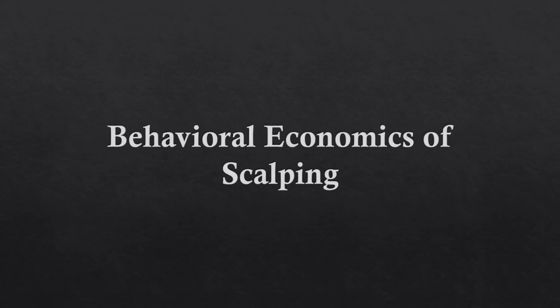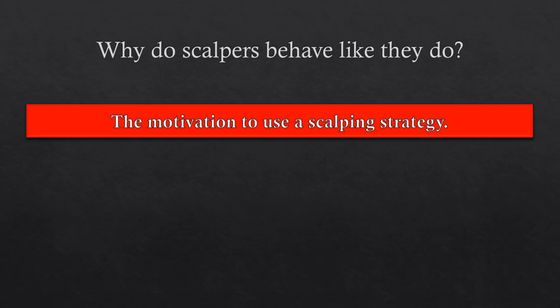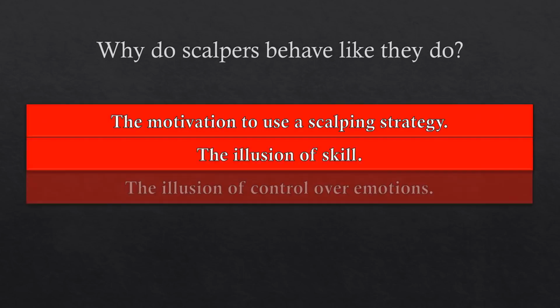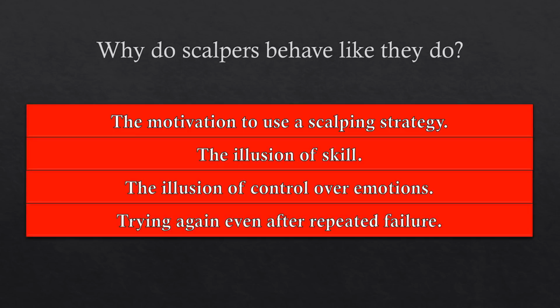When we talk about scalping, there is a series of different emotions and biases that take place. The study of behavioral economics is quite extensive, so in this beginner's course, we'll only take a brief look at the most relevant ideas. We'll talk about some cognitive biases that shape certain kinds of behaviors in scalping, like the motivation to use a scalping strategy, the illusion of skill, the illusion of control over emotions, and why scalpers keep trying the same thing again even after repeated failure.